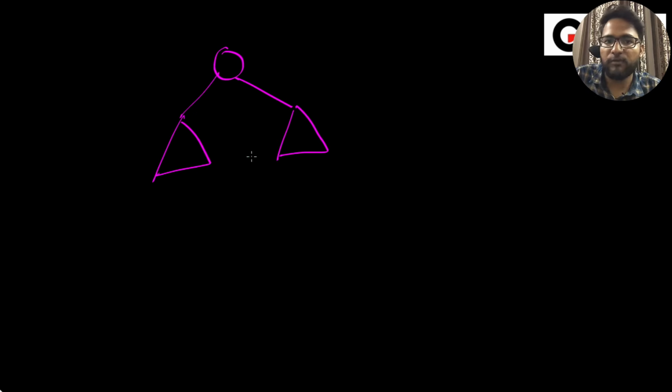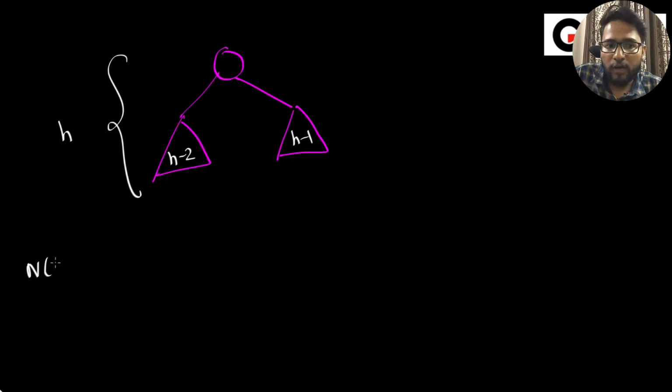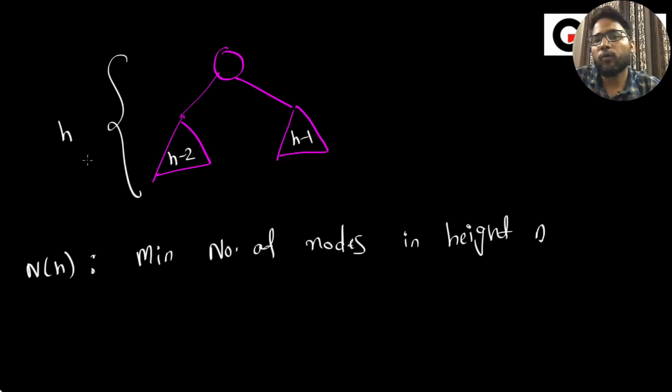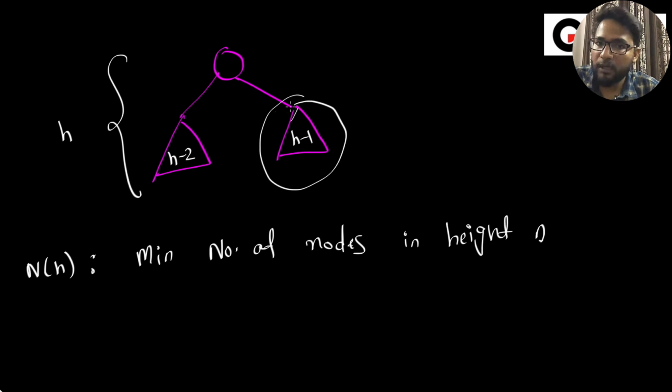So basically I want the minimum number of nodes everywhere, right? I want the minimum number of nodes everywhere. So I can say that this height is h minus 2, this height is h minus 1, such that the total height is h. Now nh is the minimum number of nodes in height h. Now you want the minimum number of nodes here. So won't you be putting the minimum number of nodes here and the minimum number of nodes here? Obviously you will be doing this.